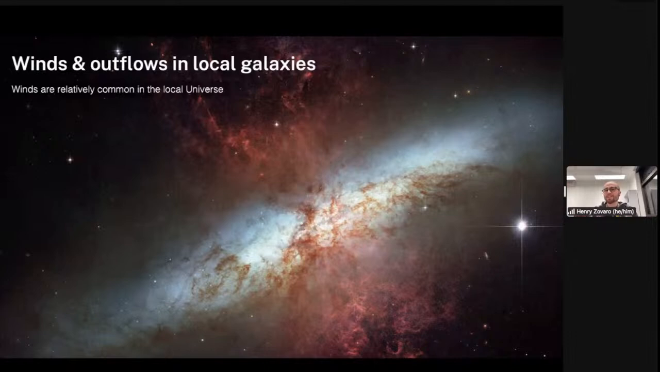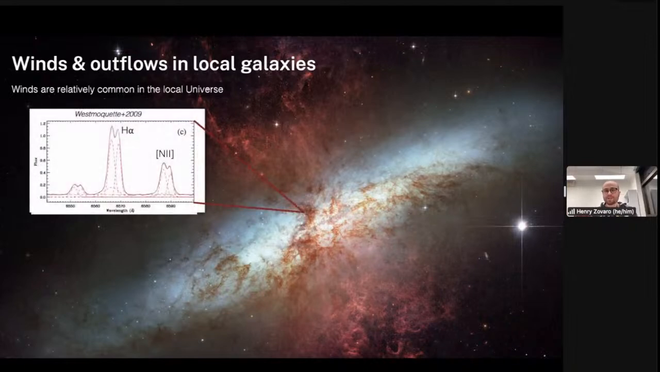Winds and outflows are actually quite common in galaxies in the local universe. Most of you have probably seen a picture of this galaxy before that I'm showing in the background. This is M82. It's used as the poster child for galaxies with starburst-driven winds. That's because you have this beautiful blue stellar disk, and you have these two massive biconical structures that represent gas that has been blown out of the center of the galaxy by intense star formation.